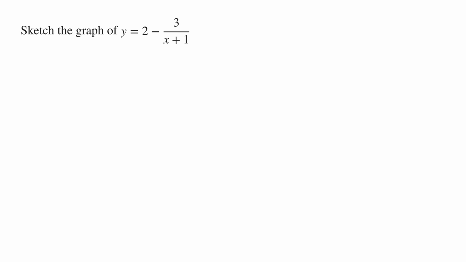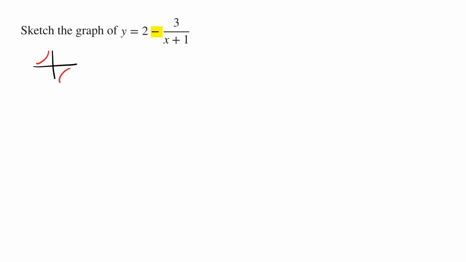So we need to sketch the graph of y equals 2 minus 3 on x plus 1. The first thing we need to do when sketching a hyperbola graph is to determine whether it's going to be negative or positive. Looking at this rule, we've got a negative in front of the fractional part, and so this is going to be a negative hyperbola, which means the curve is going to be in the second and in the fourth quadrant.